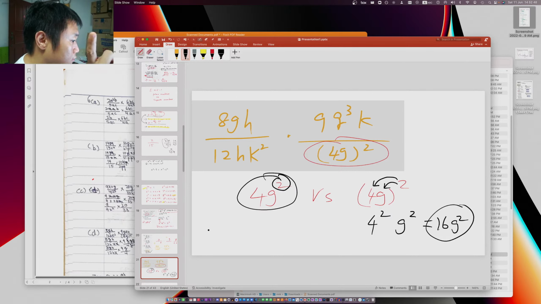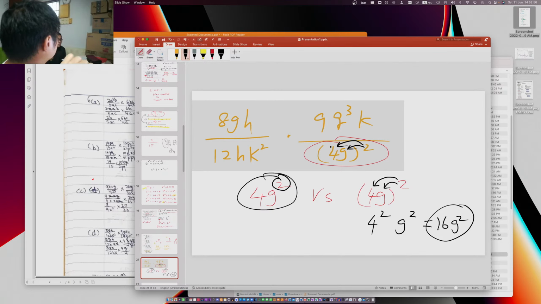And I think you never open the bracket by applying the square to the 4. Did you apply the square to the 4? No. Yeah, you apply the square to the g only, right?